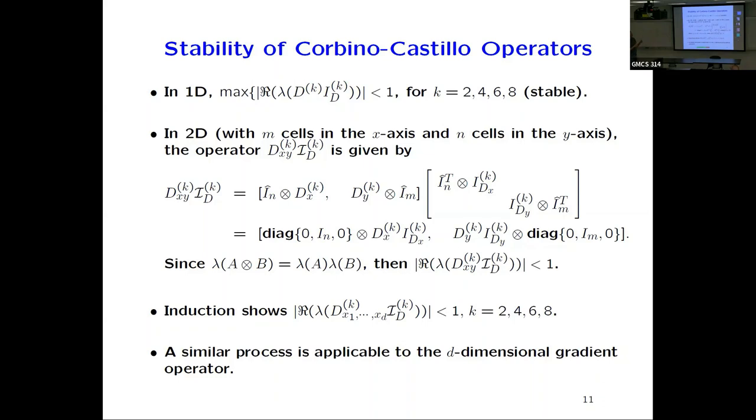In this particular case, I am trying to analyze the growth of the numerical solution. Which numerical solution? I am just focusing on the operator, how this operator will grow. So I have just the pieces. I am not talking about a particular numerical scheme for a particular differential equation. And so this shows that we have this for any of the orders. Again, a similar process is applicable for the dimensional gradient operator. So I have this.